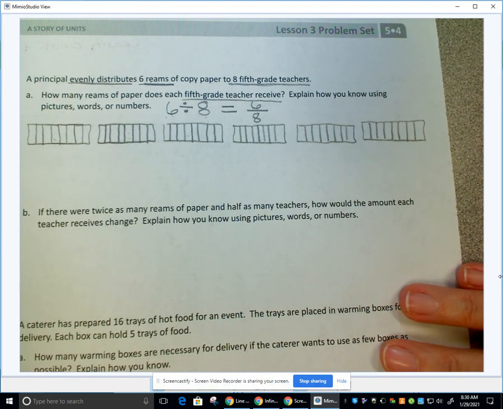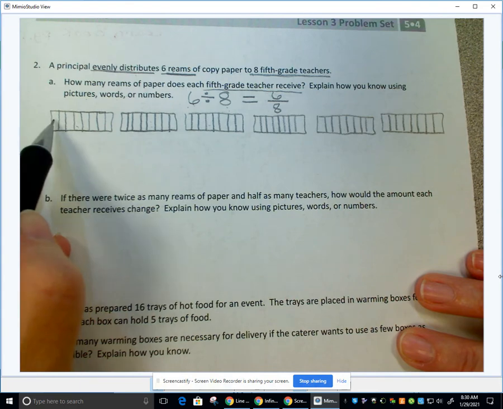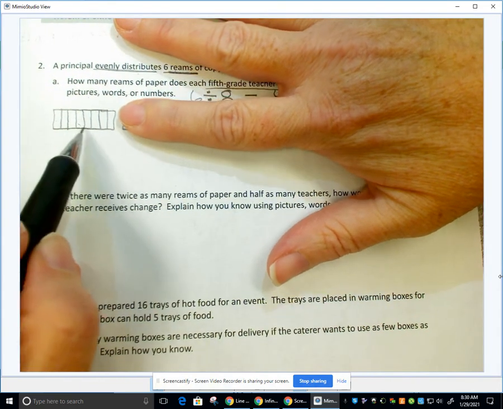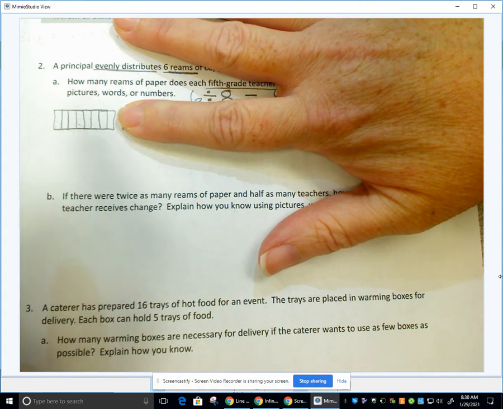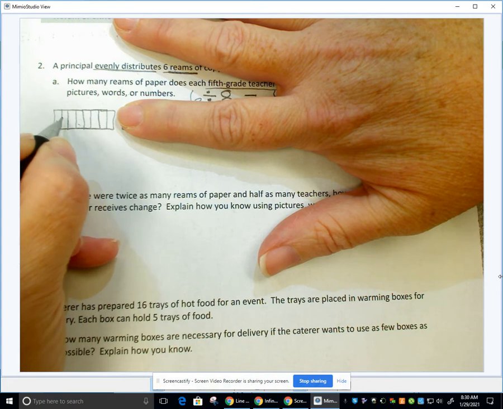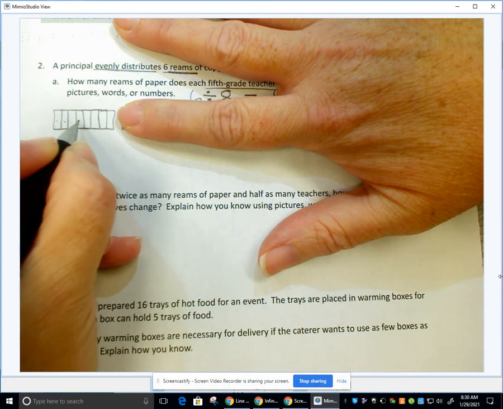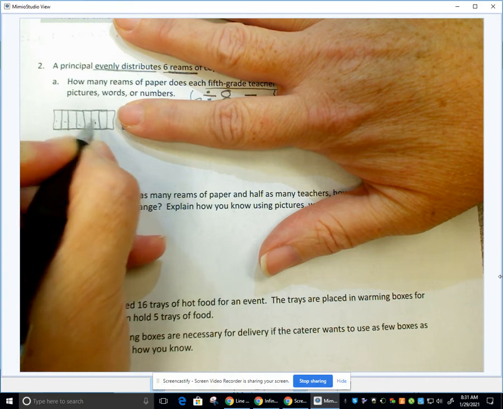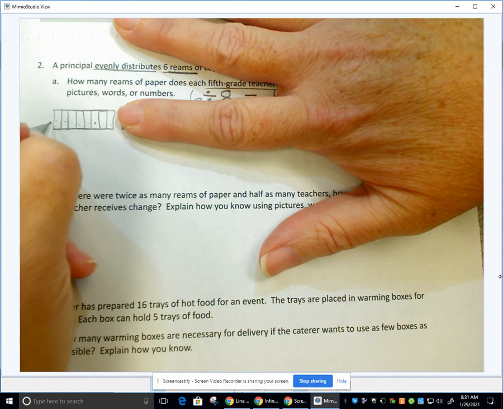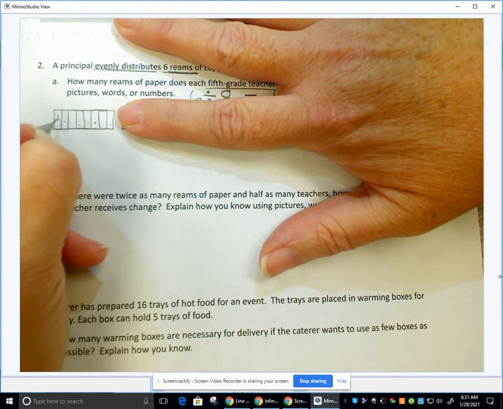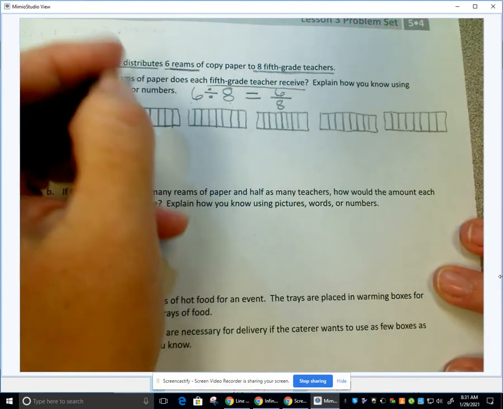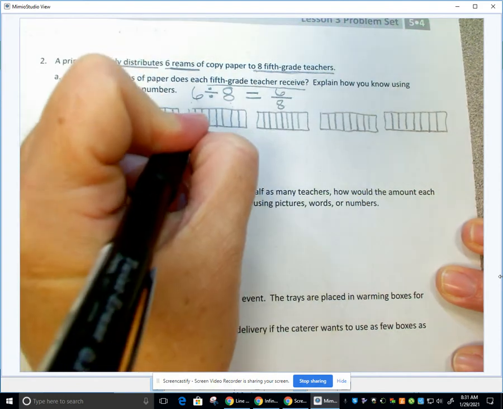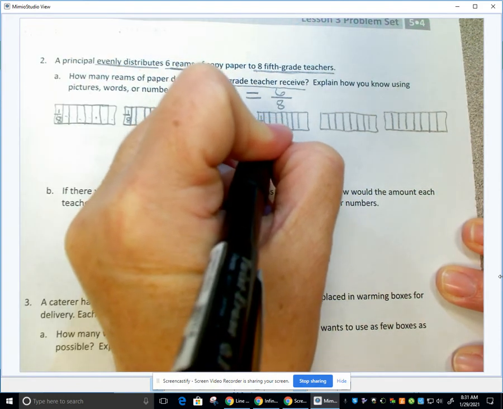Now, if each one of these reams, let's just focus on this first ream. We divided this first ream into 8 pieces because one teacher is going to get this one. Teacher 2 will get this one. Teacher 3, teacher 4, teacher 5, teacher 6, teacher 7, and teacher 8. Each teacher will get a little part of this. So let's just focus on what teacher 1 gets. Because whatever teacher 1 gets, teacher 2 will get, teacher 3 will get, because teacher 1 will get the first part of every ream. Does that make sense?